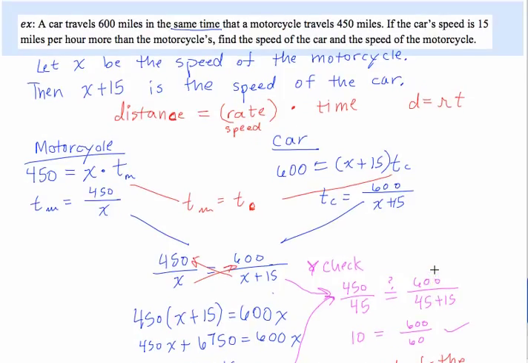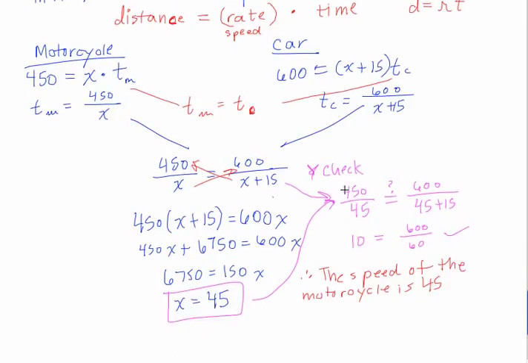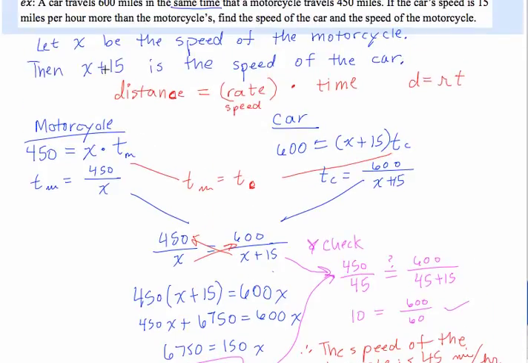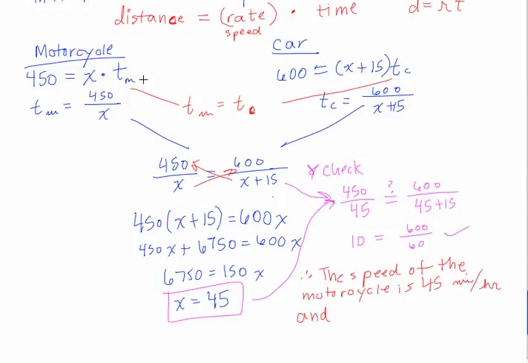Now units here. The distances given in the problem were in miles, and the speeds are in miles per hour, because we let the car's speed be in terms of miles per hour. So because this is a speed, its units are miles per hour. Now if the motorcycle is traveling at 45 miles an hour, then the car is traveling 15 miles an hour faster. So the car is traveling at 60 miles an hour. And there is our answer.